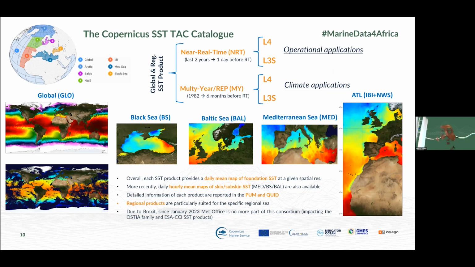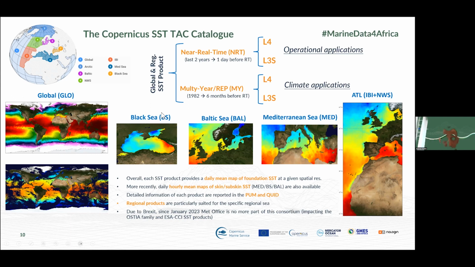The Copernicus SST catalog. This catalog offers global and regional SST products. Each product, either global or regional, is provided as near real-time and multi-year. Near real-time means that SST data cover the last 2 years up to 1 day before real time, while multi-year covers the period from 1982 up to 6 months before real time. Near real-time and multi-year are provided as level 4 and level 3S data. The main difference between near real-time and multi-year is that near real-time is mainly targeted for operational applications, while multi-year is for climate applications.